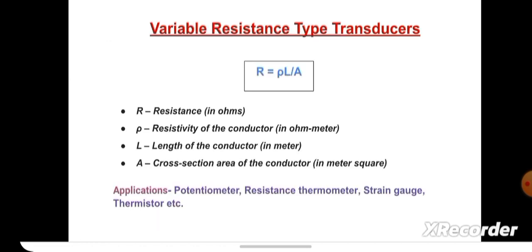First is variable resistance type transducers. The variable resistance type transducers work on the principle that the resistance of the conductor is directly proportional to the length of the conductor and inversely proportional to the area of the conductor. So the basic formula for resistance is given by R equals rho L by A, where R is resistance, rho is the resistivity of the conductor, L is the length of the conductor, and A is the cross-section area of the conductor. So by varying any of the variables, we can get these types of transducers. There are so many examples of these types of transducers, such as potentiometer, resistance thermometer, strain gauge, thermistors, etc.